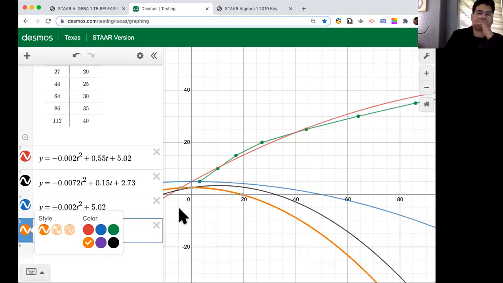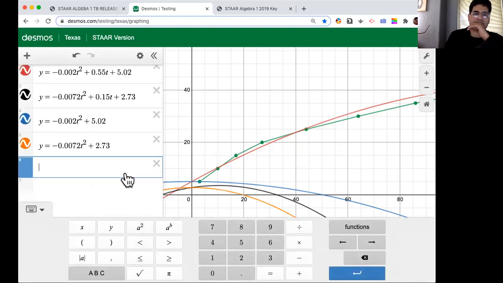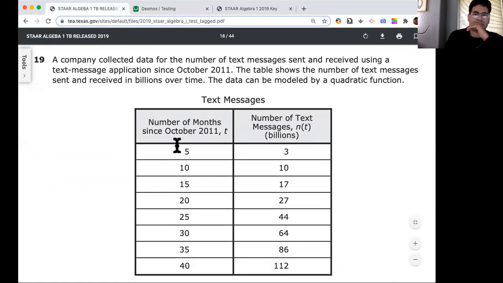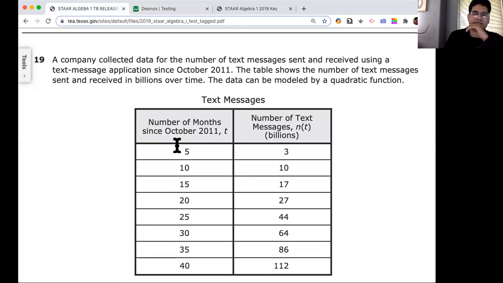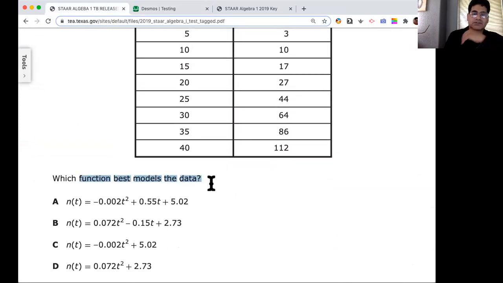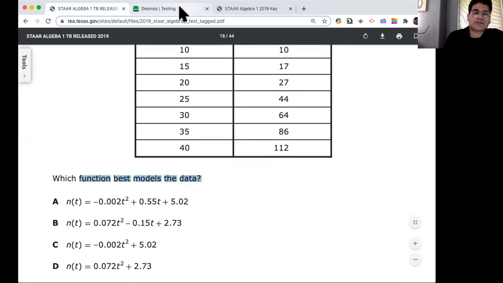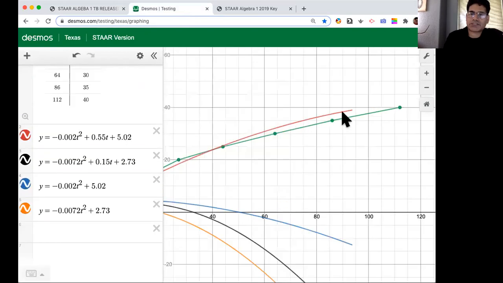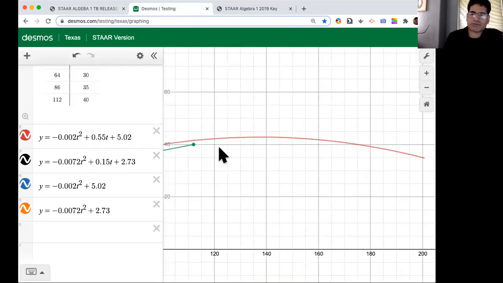Okay. Is it falling off? This is falling off. This is falling off. This is more in line. So take a guess as to what value it looks like, because the question is, the data can be modeled by a quadratic function. Which function best models the data? All right. These are falling off, but this is pretty much keeping in line, isn't it? Would that be what they're talking about?